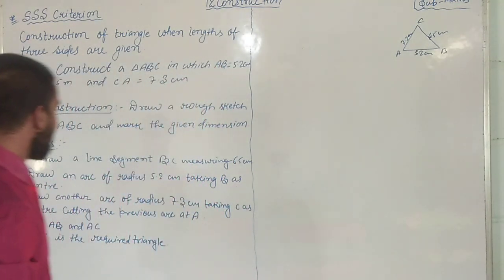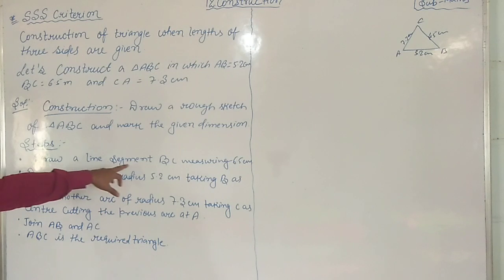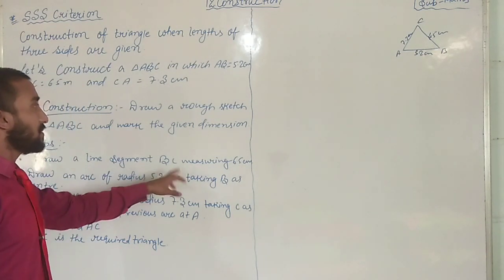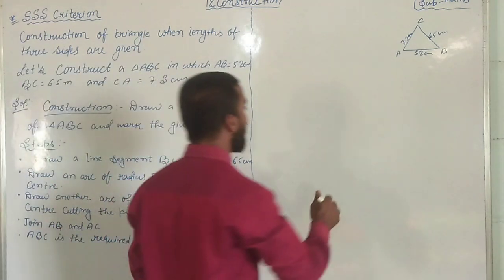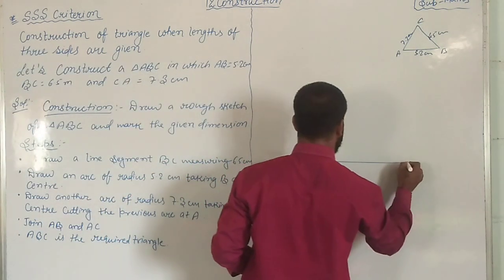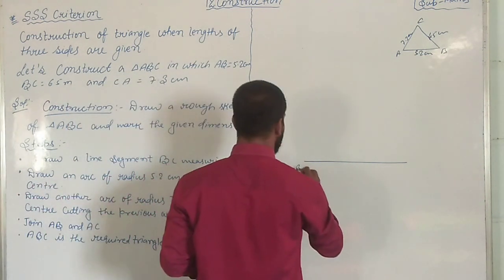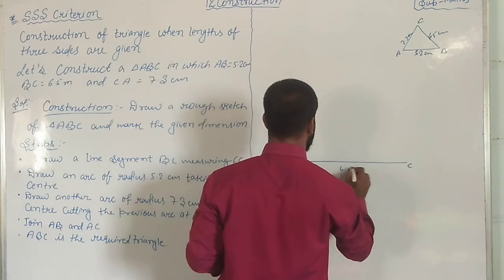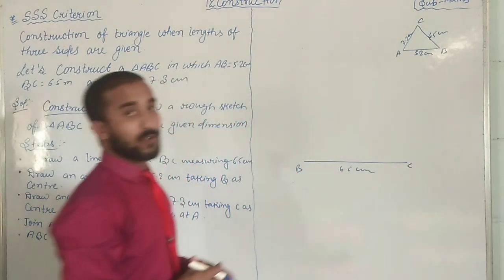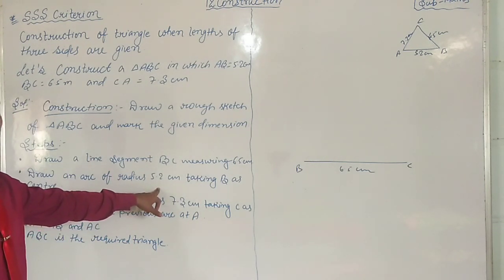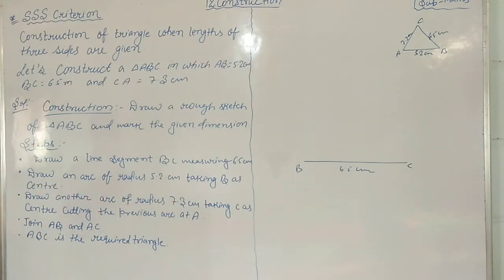Okay, students, this is step number one: draw a line segment BC measuring 6.5 cm. Now we have to draw a line with the help of a ruler, whose name is BC, 6.5 cm. Then step two: draw an arc of radius 5.2 cm taking B as the center.